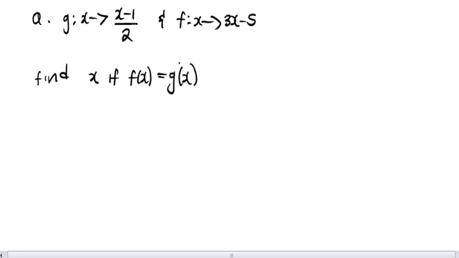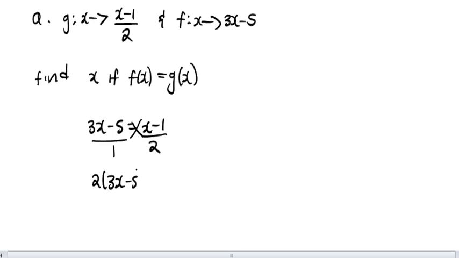How can you find the value of x there? Basically, you get f of x. f of x is 3x minus 5. We are saying this should be equal to g of x, which is (x minus 1) over 2. We can say over 1 and cross multiply. Then the 2 will multiply 3x minus 5, and there we remain with x minus 1. 2 times 3x, that is 6x. 2 times negative 5, that is negative 10, is equal to x minus 1.